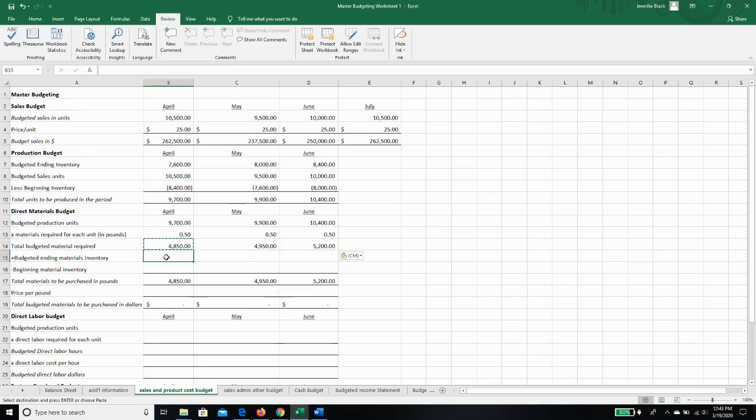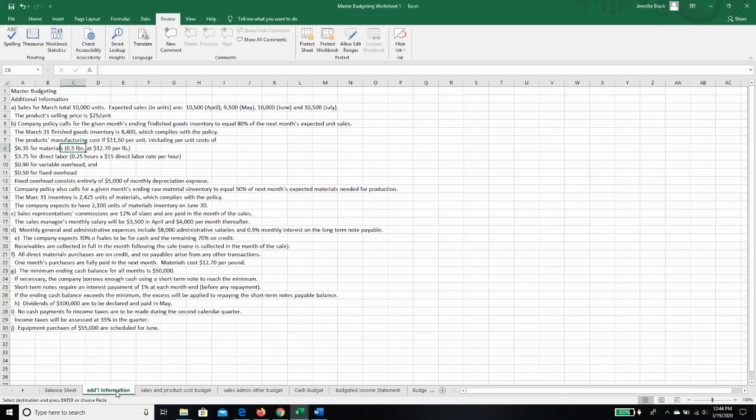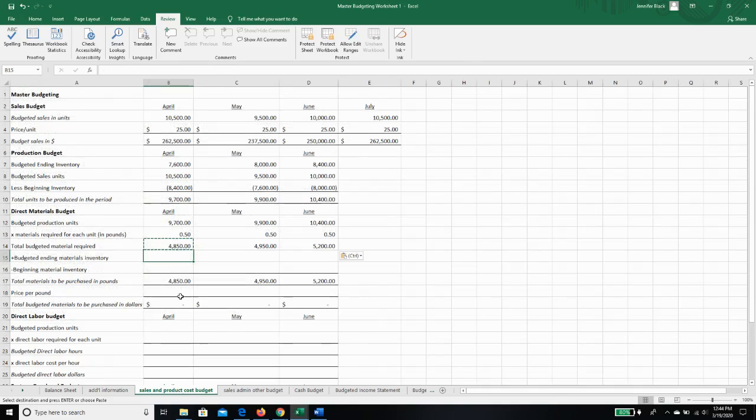Then I'm going to take the budgeted ending materials inventory, and let me see. So our company policy calls for a given month's ending raw material inventory to equal 50% of next month's expected materials needed for production. Okay, so I can do that. So I'm going to take how much material I think I'm going to need for next month and times it by 0.5 for 50%.